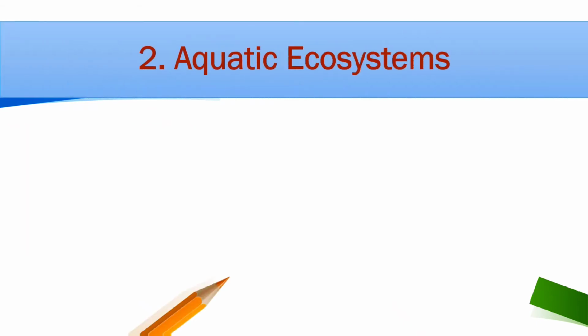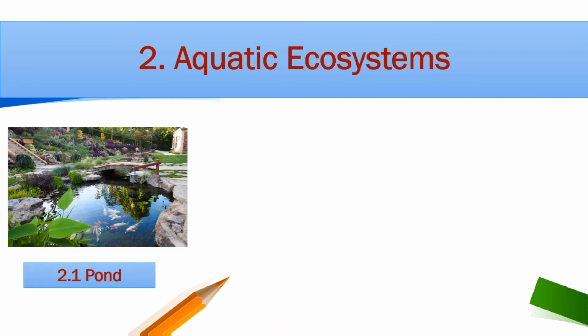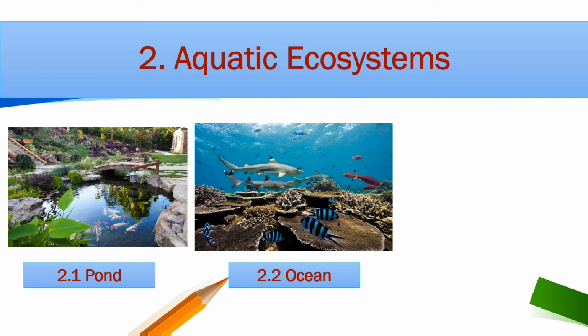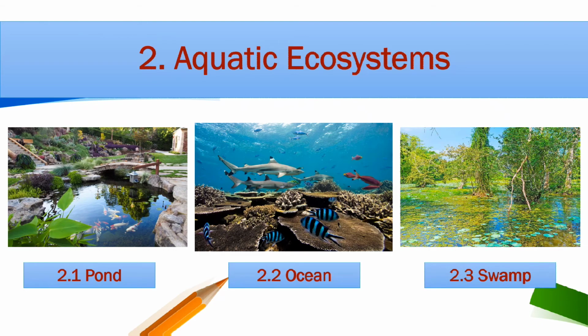We have also what we called the aquatic ecosystem, or the water. It involves water. So the first is we have pond, which can be man-made or natural ponds. We have also oceans, wherein living things live under the water. And we have also swamp.